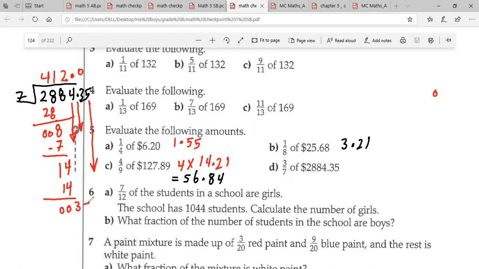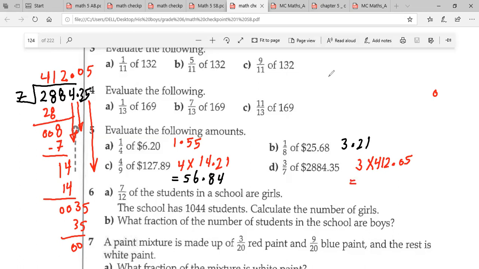Here is a 5. Here we have 35 divided by 7. It's 5. So 5 multiplied by 7 we get 35. If you subtract it, we get 0. Here is the answer. It's going to be 412.05. Don't forget the zero. After that, you have to multiply it by 3.